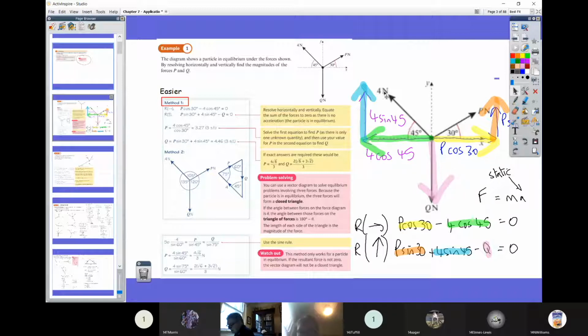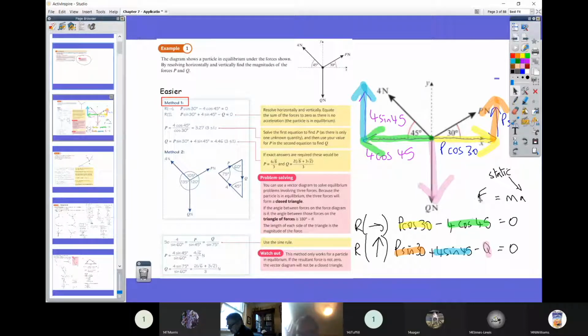The one going off to the left, you can see I've broken it down into the horizontal green components and the vertical blue components. And P going off to the right, I've broken down to the horizontal yellow components and the vertical orange components. And then obviously Q is just going downwards, so that doesn't need to be broken down, that's already completely vertical.